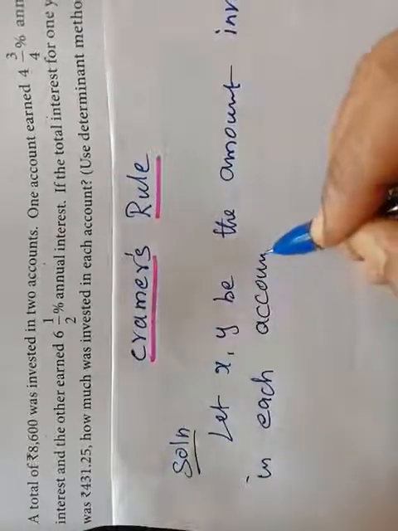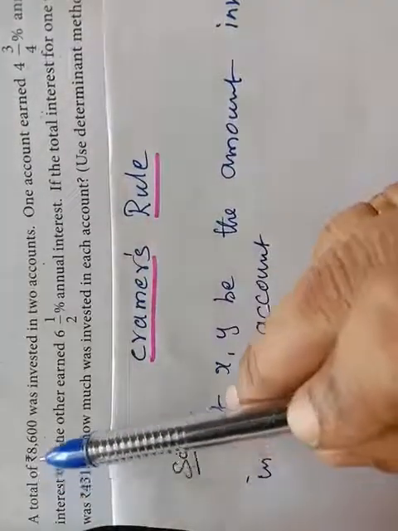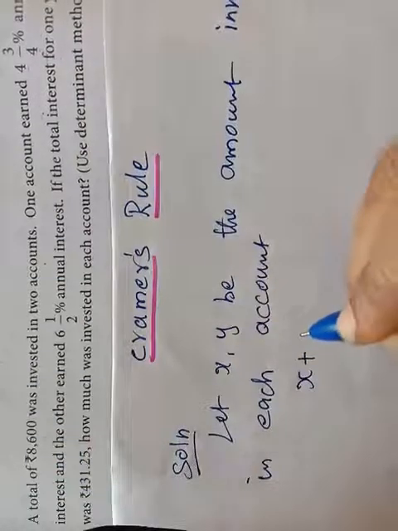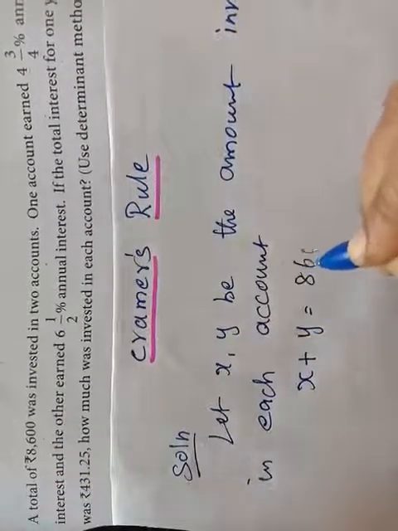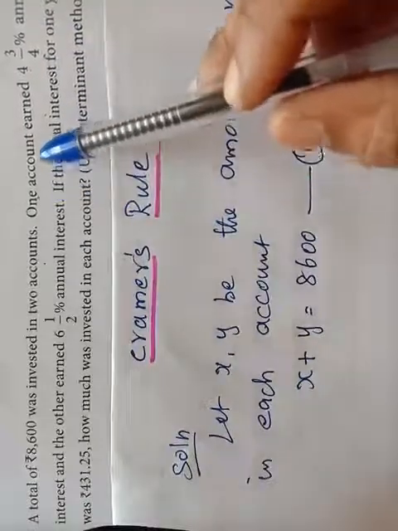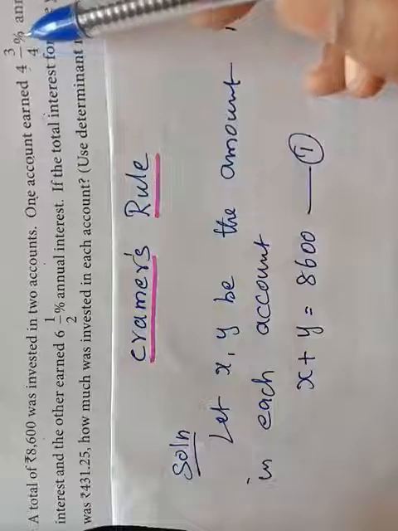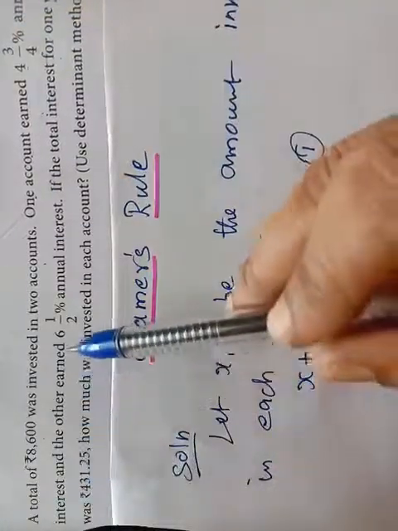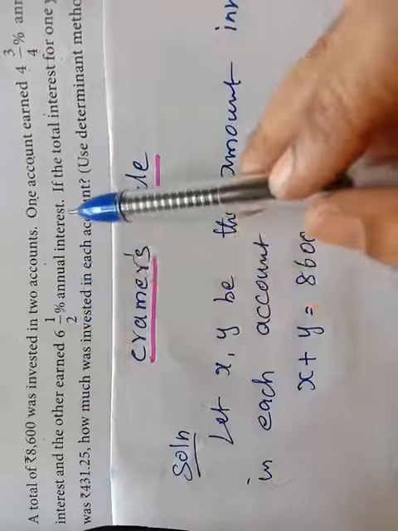We want to form the two equations. Here the total of rupees 8,600 is given, so I write x plus y is equal to 8600. That is the first equation. Second, one account is given 4 3/4%, and another one earned 6 1/2% annual interest.